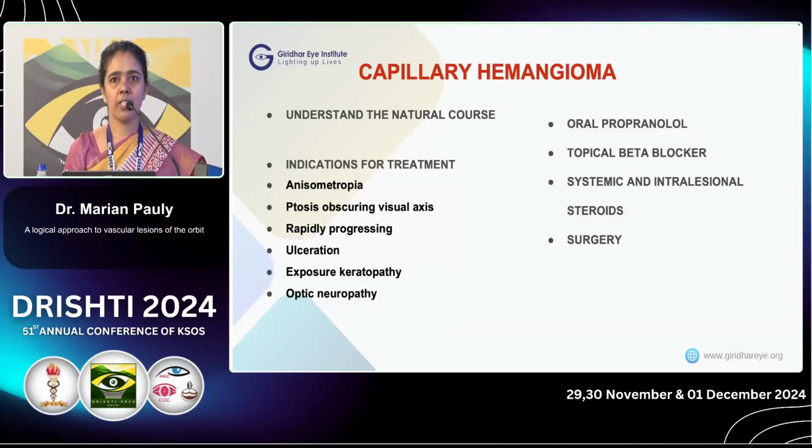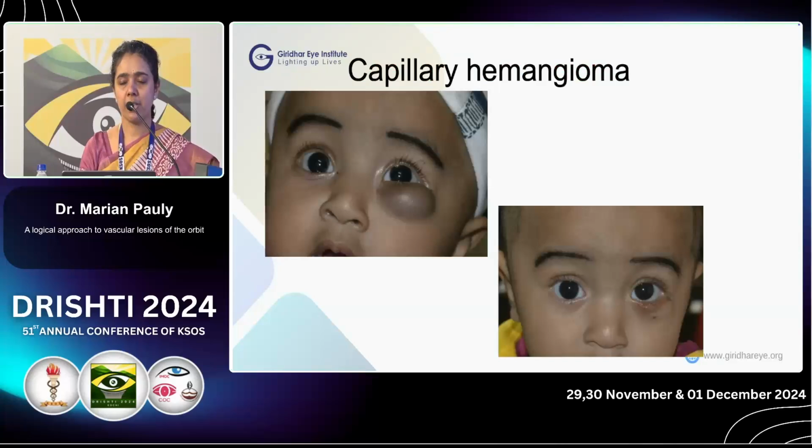This is Timolol, and I don't have any financial interest. Timolol drops are freely available. What I do is ask the mother to mix it with some lubricant gel and apply over the skin at least twice daily. It also adds to the result. Systemic and intralesional steroids are described, and surgery is also described, again when it is not responding to propranolol. This baby was started on propranolol initially and it was regressing, but it was still causing a -4 cylinder.